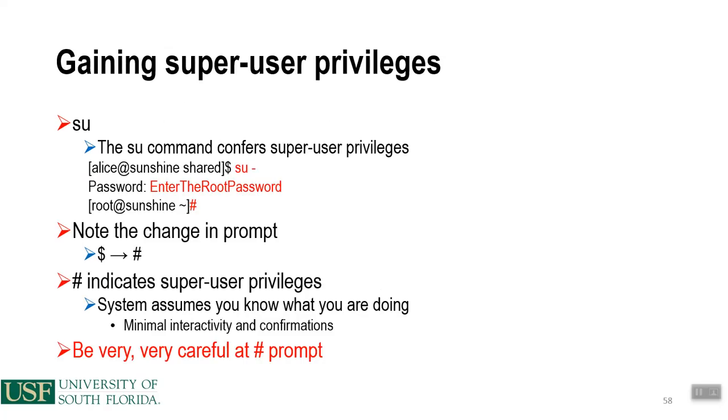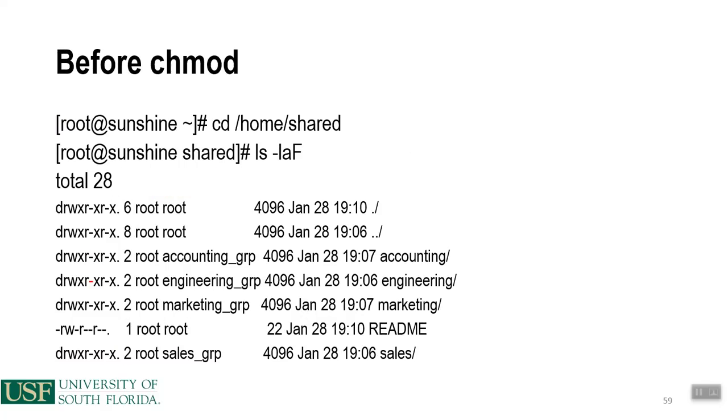So su confers super user privileges: su and then a hyphen, enter the root password, and then you see that this hash right here is a change in the prompt. That means that you have super user privileges, whereas before we had the $ sign. So once you're at the hash prompt, be very careful, because now you have access to everything on the system, and you can do some really big damage inadvertently too. There have been times I've crashed my entire Linux machine or done something where I just couldn't access any of my files anymore. And I felt very sorry and very bad about that later on.